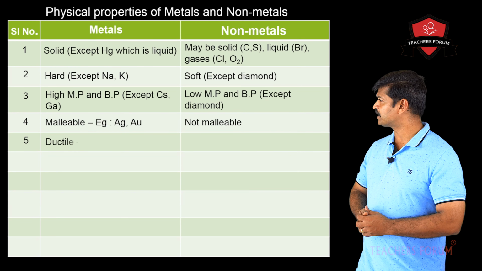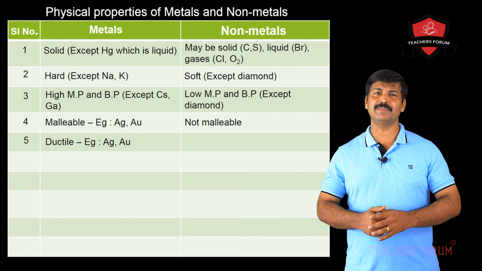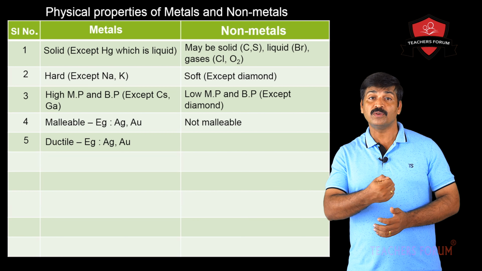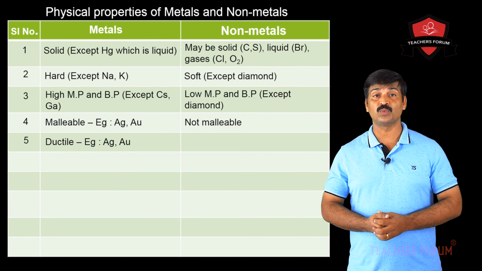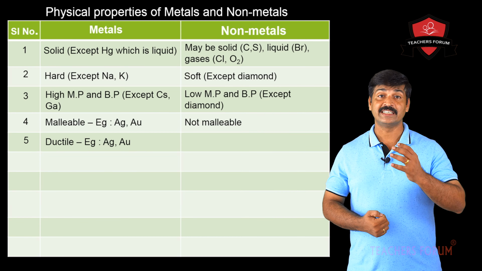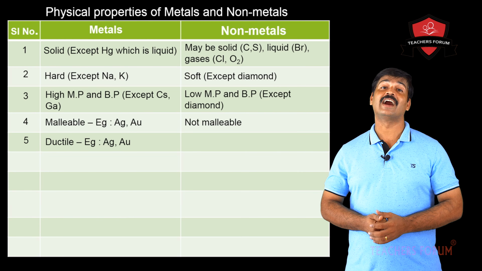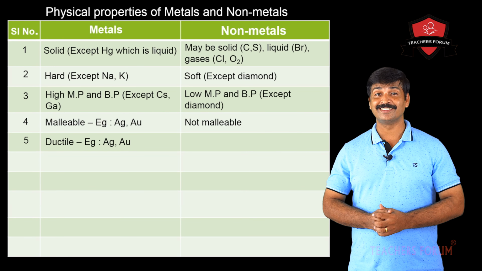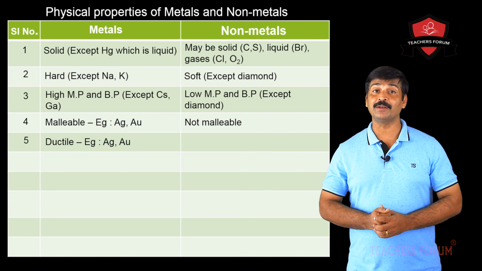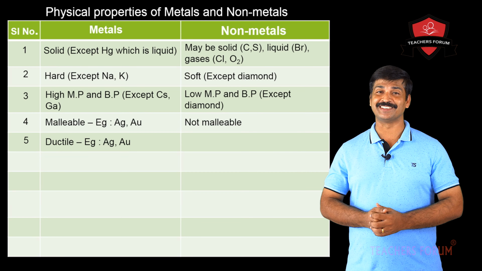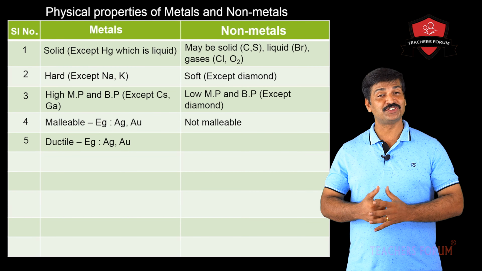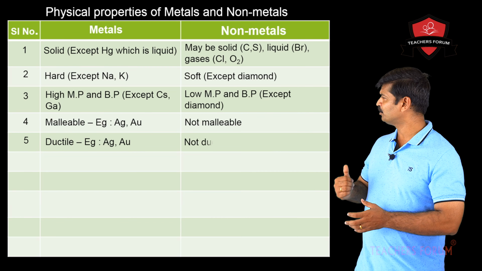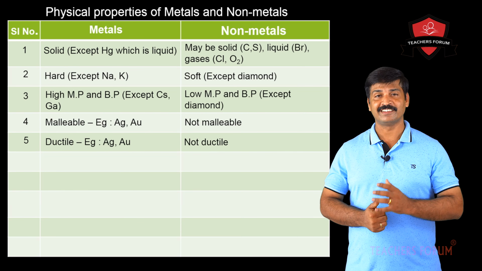Now, the next difference is about ductility. What do you mean by ductile? Ductile means metals can be drawn into thin wires. From metals, we can make wires. That is known as ductility. Gold and silver are the most ductile metals. If you have 1 gram of gold, from that 1 gram of gold, you can make a wire of length 2 km. Now, what about non-metals? They are not ductile.